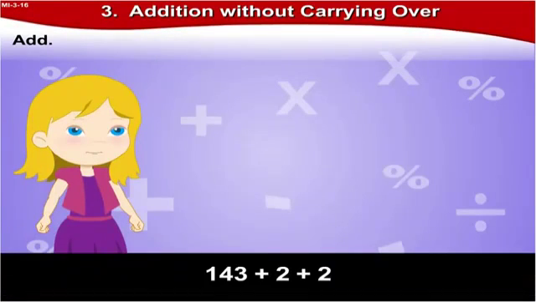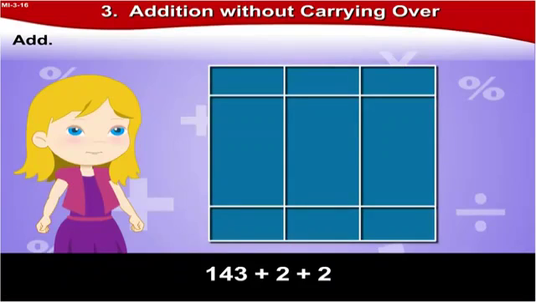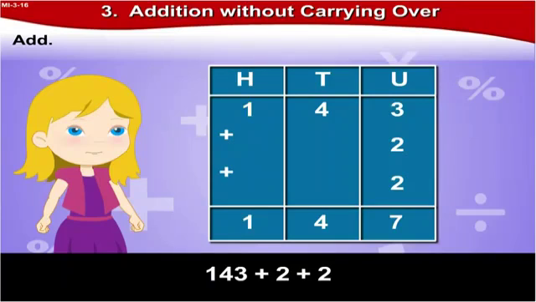Next sum is 143 plus 2 plus 2. First we'll arrange them in vertical order, writing HTU. Now 143 is 1 hundred, 4 tens, 3 units, plus 2 would be 2 units, plus 2 would be 2 units. Now 3 units plus 2 units is 5 units, plus 2 units is 7 units. 4 tens would remain as 4 tens, and 100 would be 100. So it would be 1 hundred, 4 tens, 7 units, that is 147.